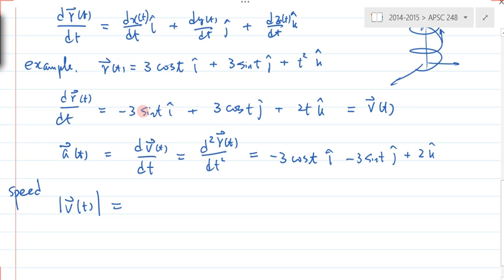Square of this quantity plus the square of this plus the square of this, right? So the square of this is 9 sine squared t. The square of this is 9 cosine squared t. And guess what? When you add them together, which equals 1.